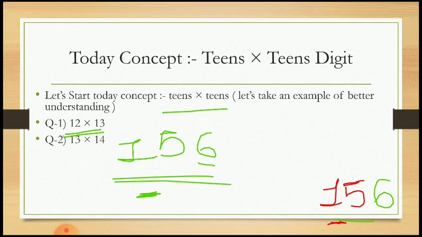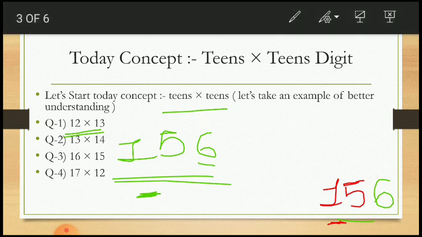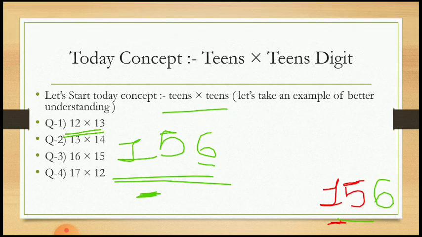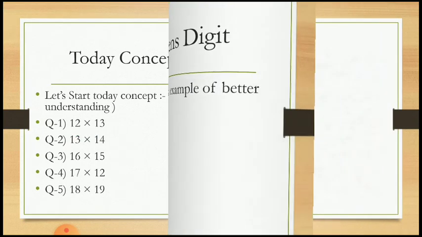Let's take some other examples for a better understanding. Here we take 4 questions: 12 into 13, 13 into 14, 16 into 15 and 17 into 12. Sorry, 5 questions, 12 into 19 also. So here we write all 5 questions in a line.